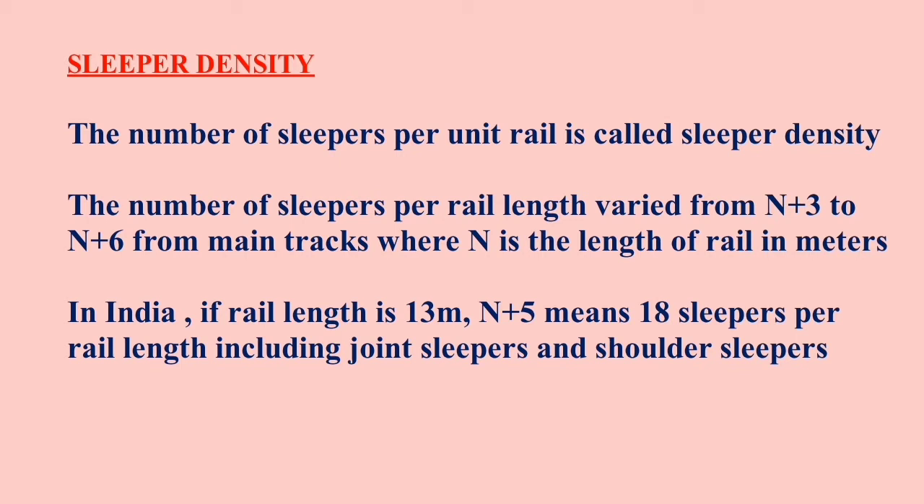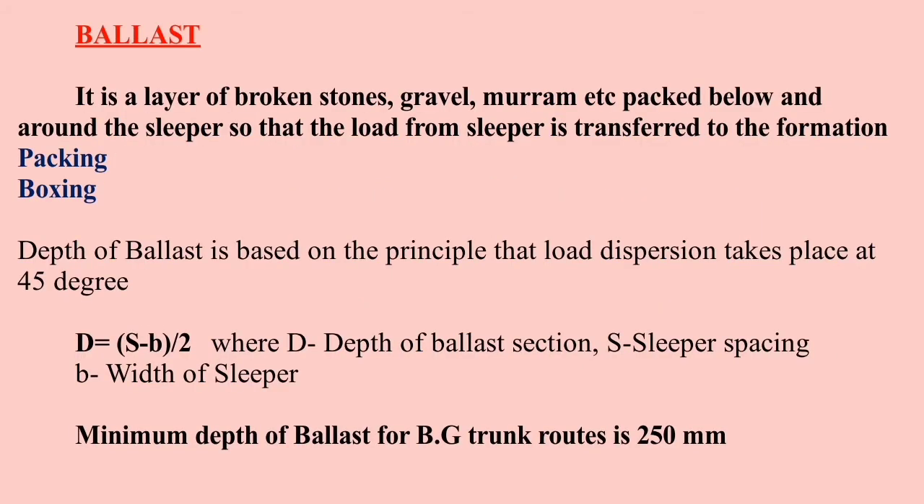Now ballast. What is a ballast? A layer of broken stone or any other suitable material which is spread over the top of the railway formation and around the sleepers is known as ballast. They transfer load from the sleeper and spread the same over a comparatively large area. They provide elasticity to the track.